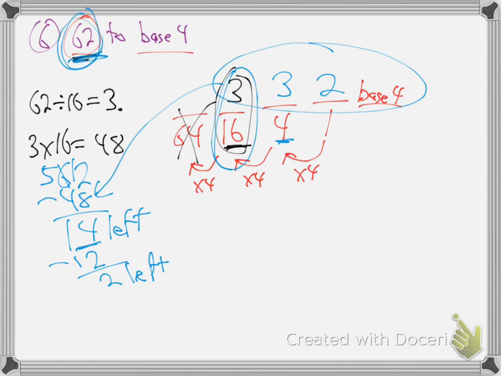62 normal. How do you know that's normal? There's no base number. It doesn't say below it base whatever. So it's just a base 10 number. If it doesn't say anything below it, it's a normal number. 62 normal number is the same as 3, 3, 2 in base 4.